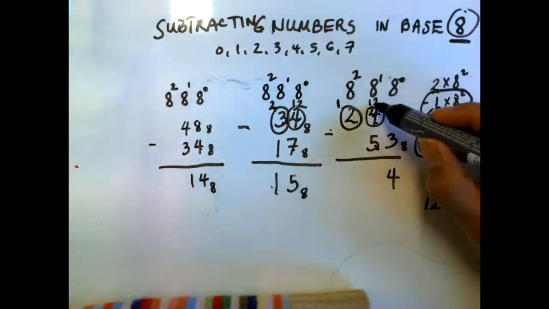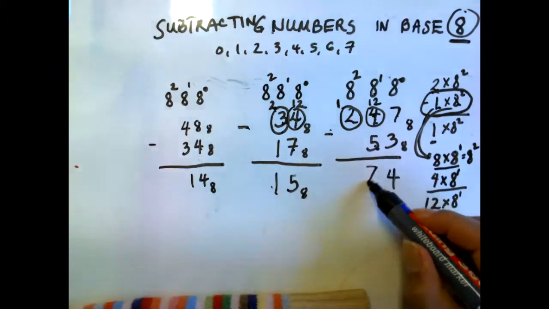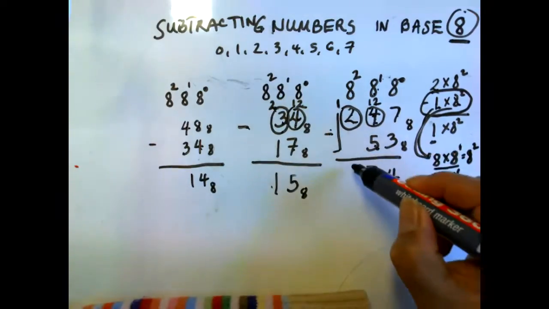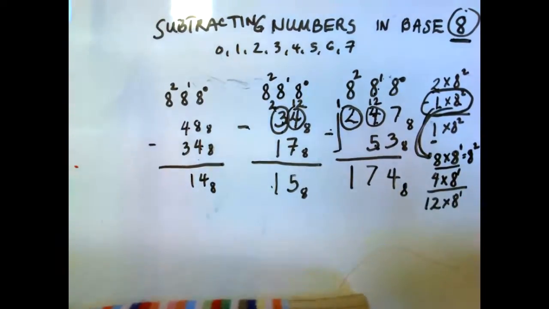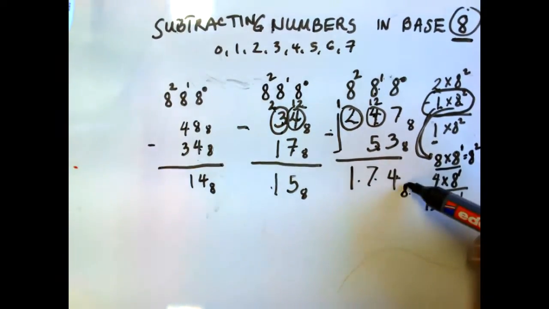So it's going to be 12 less 5 is 7 groups of this one. And then you bring this one down, and that's your answer. So your answer is 174 in base 8.